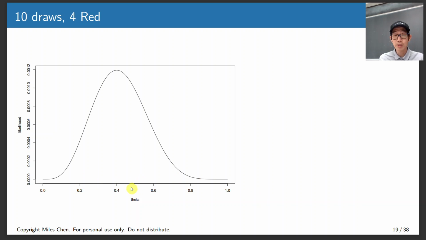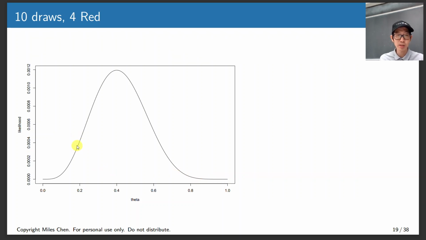And so we can see that maximum likelihood is indeed when theta is equal to 0.4. But when we look at this, we also see that the likelihood when theta is 0.5 is still relatively high. Theta at 0.6 is still relatively high, and it's only when you get to theta of 0.8 or 0.9 that the likelihood really drops off.